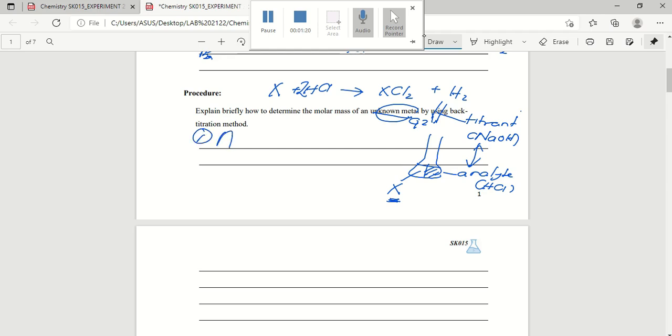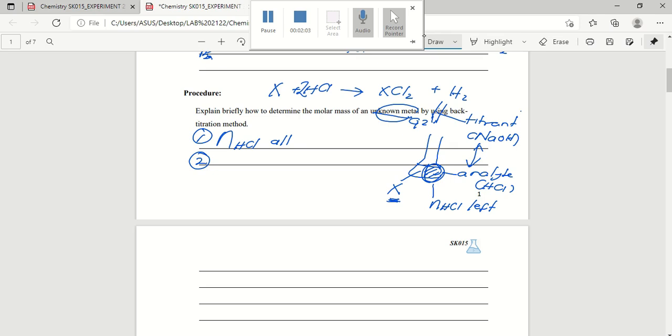Okay, to find the number of mole of X, to know its molar mass, first we have to calculate the number of mole of HCl that is present in the analyte. I label it as mole HCl all. Okay, and then we can calculate the number of mole of HCl here. I call it nHCl left because it is left after the reaction between HCl and the metal. This is the HCl that is not reacted with the metal.